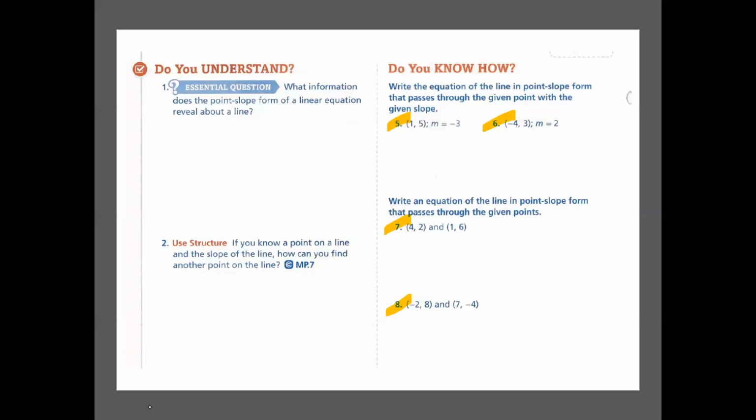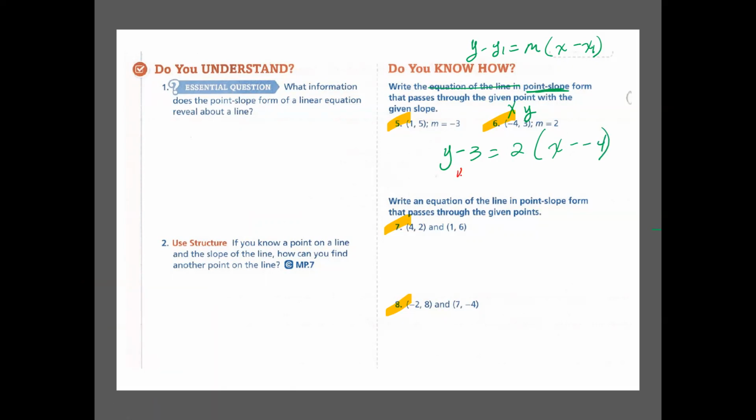All right, let's go over number 6. Write the equation of the line in point slope form that passes through the given point with the given slope. So point slope form is going to be y minus y sub 1 equals m times x minus x sub 1. That is point slope form. Okay, so I have my x, I have my y, I have my slope. Let's plug all these numbers in here. Y minus y sub 1, which is 3, equals your slope, which is 2, times x minus negative 4.